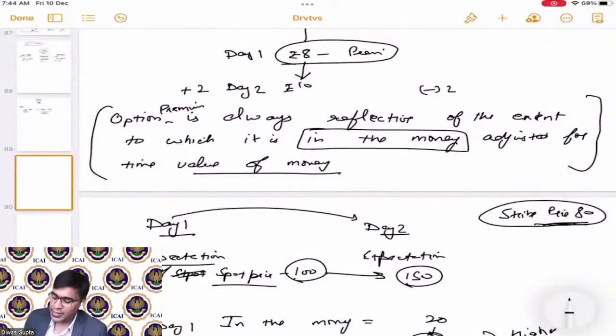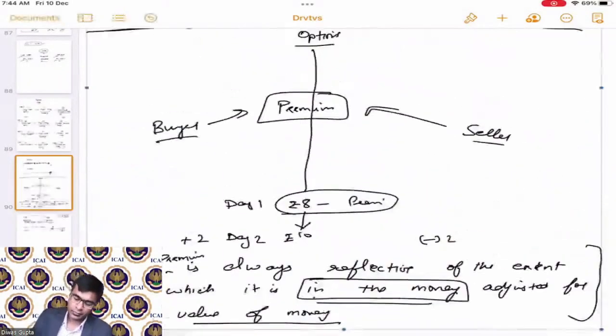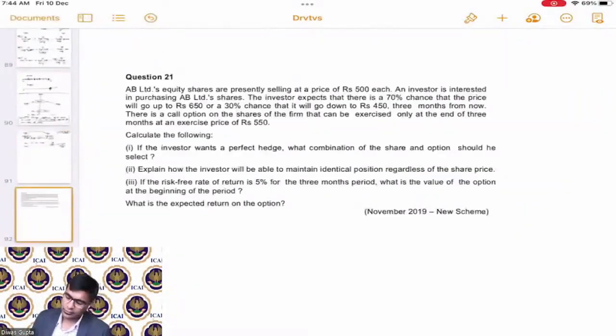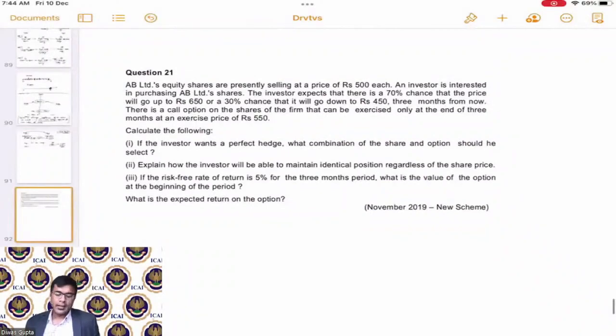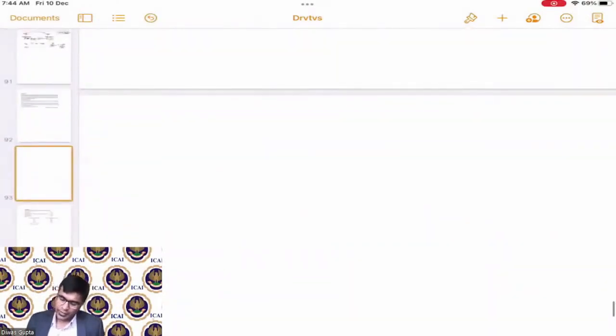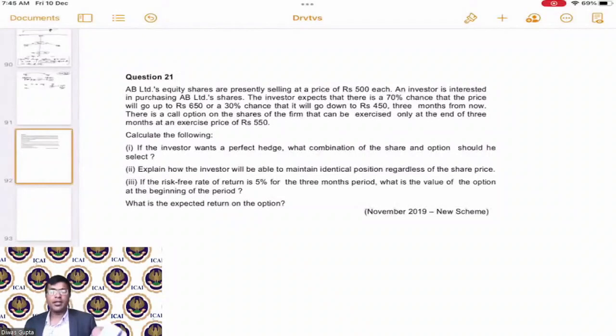What I'm trying to say is that it is always reflective of the extent to which it is in the money, adjusted for the time value of money. Simple. Let us go to question number 21. Then we will do the concept of Black-Scholes model and then question number 22.